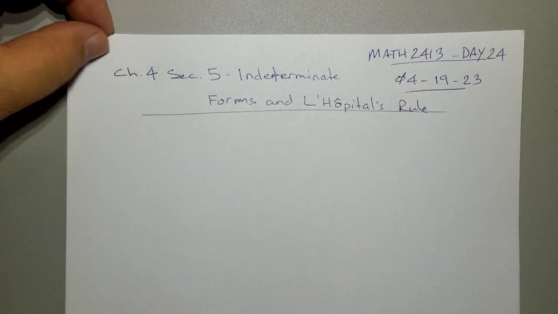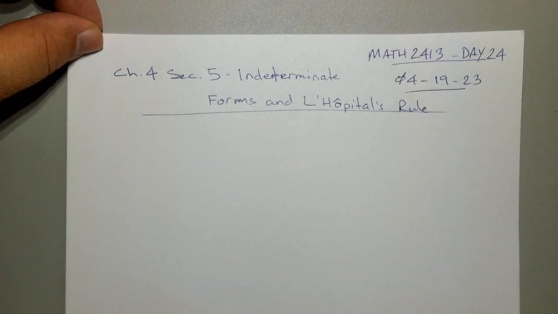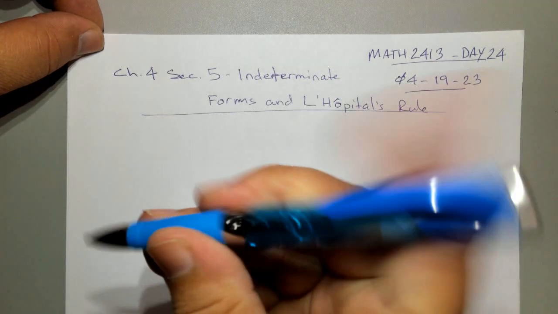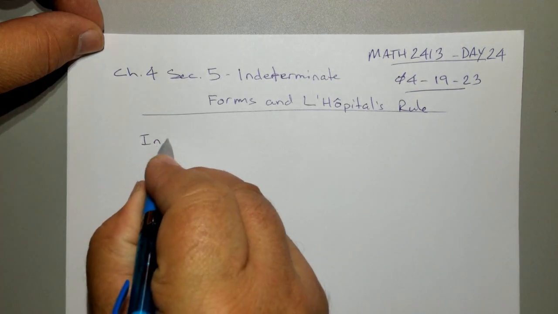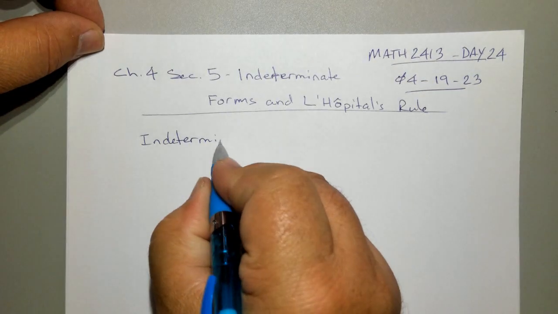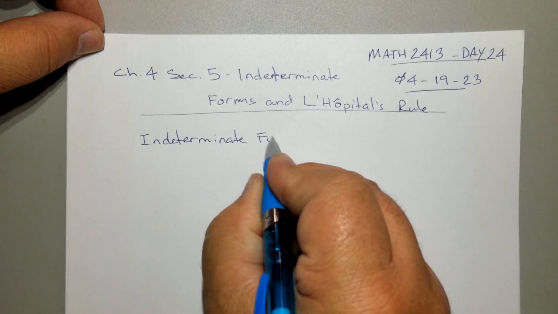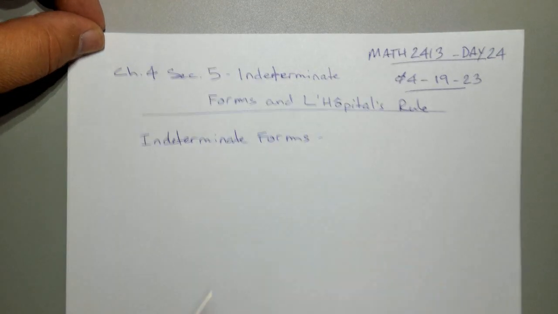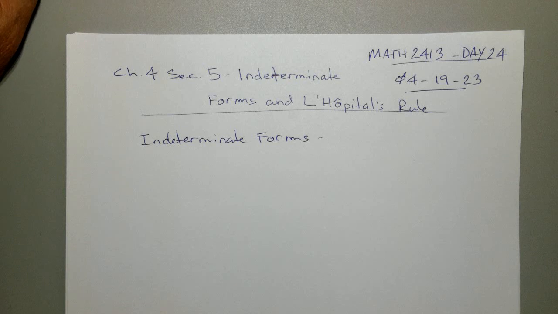Indeterminate forms. What do you think that means? Indeterminate. Basically, what it means is it cannot be determined. So what kind of functions exist that don't really exist?